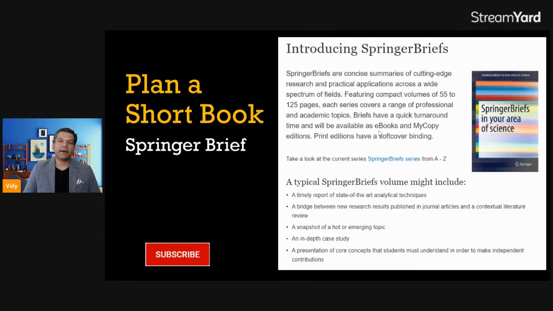So if you have written a thorough systematic literature review in year 1, which is probably 10 or 12,000 words, you might take it a step further, go more in depth, and come up with a Springer Brief. So that is also one thing that you can plan.